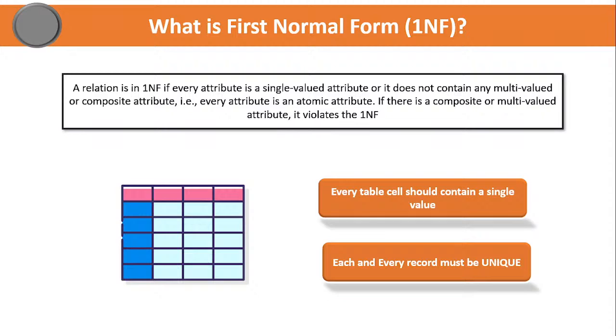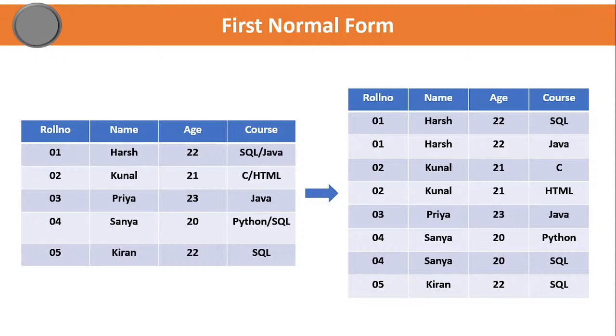The conditions for a table to be in first normal form are that every cell should contain a single value and each and every record must be unique. Alright, let us understand with an example. Now in the student table, let's say you can see the course column has certain values. If you look at the courses assigned to each student, we have more than one value in a column. That is, the course column has 2 values, thus it does not follow the first normal form.